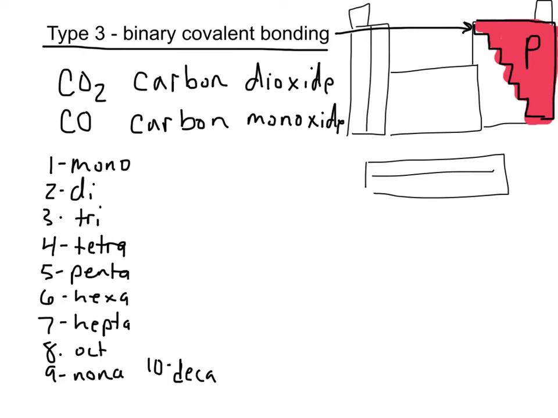So let's look at a couple and see if we can name them. So let's take N2O5. So we're going to name each part of it. I have 2 nitrogens, so it's going to be dinitrogen. How many oxygens do I have? 5. So I look at penta and say pentaoxide.